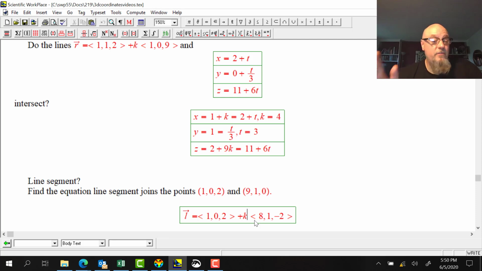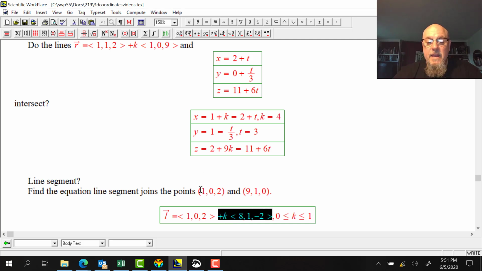All right, this is exactly what I typed up there, except that I'm going to make k go from 0 to 1. Now it's a line segment. So if k is equal to 0, I'm at the beginning of the segment. If k is equal to 1, it's this point plus 1 vector that takes me from here to here, so I end up at the point 9, 1, 0. If k is a half, I'm halfway in between those 2 points.